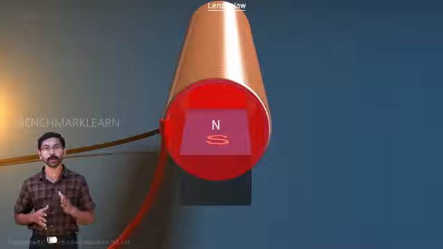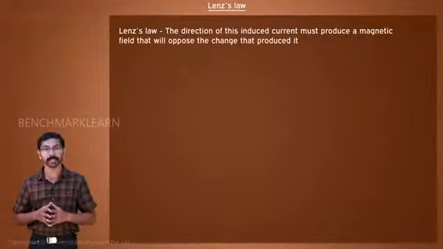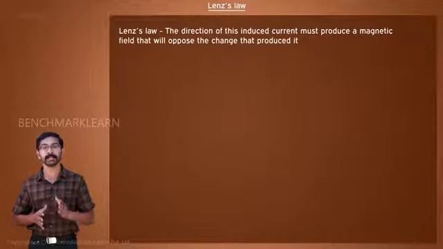For a coil of wire to become a magnet, current must flow through it. The direction of this induced current must produce a magnetic field that will oppose the change that produced it. This is Lenz's law.